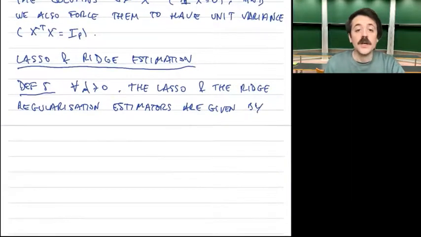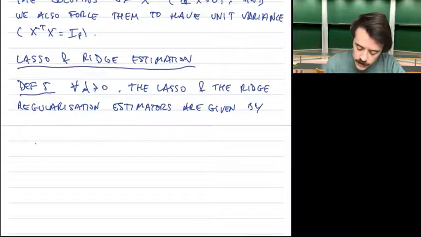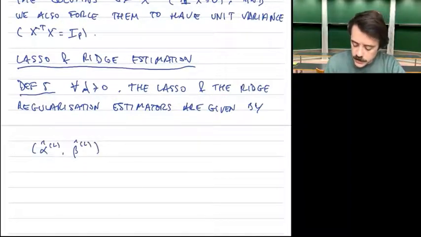In the case of the lasso, we have, remember, we are splitting the intercept and the rest of the parameters.